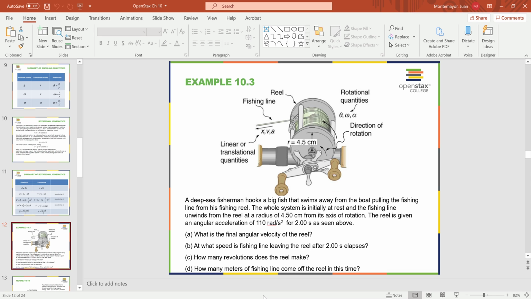A deep sea fisherman hooks a big fish that swims away from the boat, pulling the fishing line from its fishing reel. The whole system is initially at rest, so we know our velocity is 0 and our angular velocity is 0. And the fishing line unwinds from a reel at a radius of 4.5 centimeters from its axis of rotation. The reel is given an angular acceleration of 110 radians per second squared for 2 seconds as seen above. For A, what is the final angular velocity of the reel? For B, what is the speed of the fishing line leaving the reel after 2 seconds elapse? For C, how many revolutions does the reel make? And D, how many meters of fishing line come off the reel in this time?